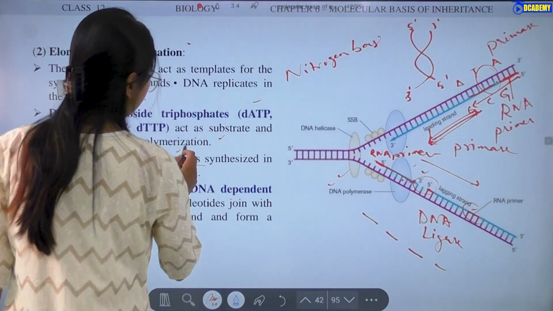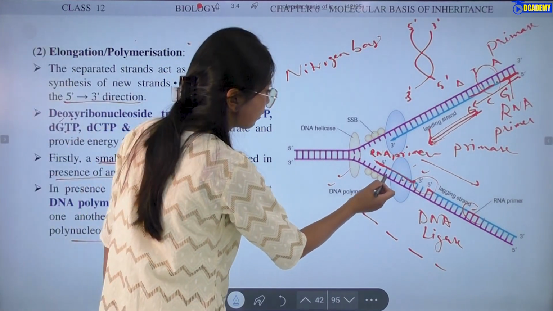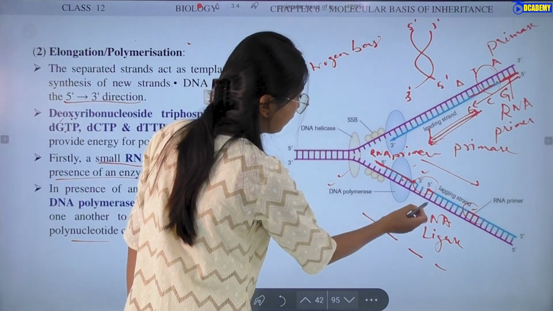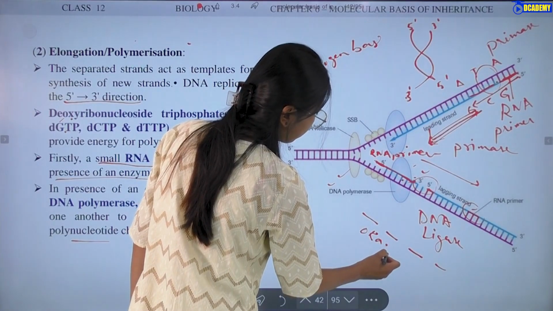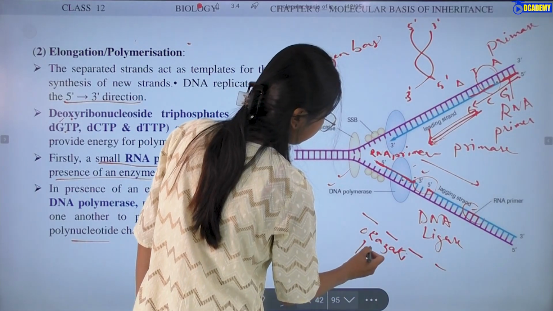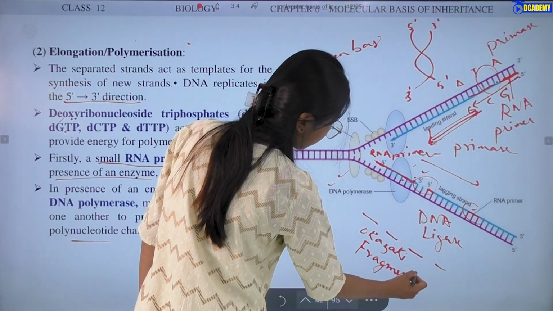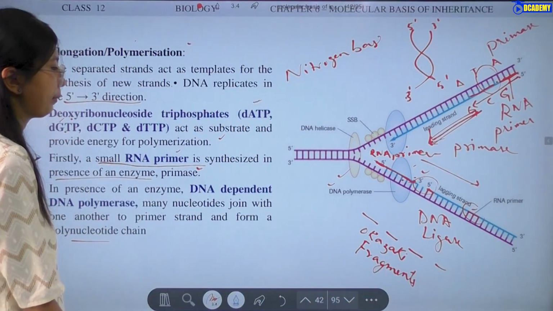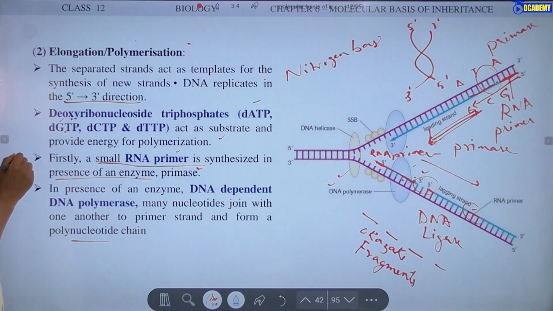The RNA primer is synthesized in the presence of the enzyme primase, then this part is known as a fragment, known as an Okazaki fragment. These fragments are known as Okazaki fragments. Then in the presence of the enzyme DNA-dependent DNA polymerase, many nucleotides join with one another to form a strand.